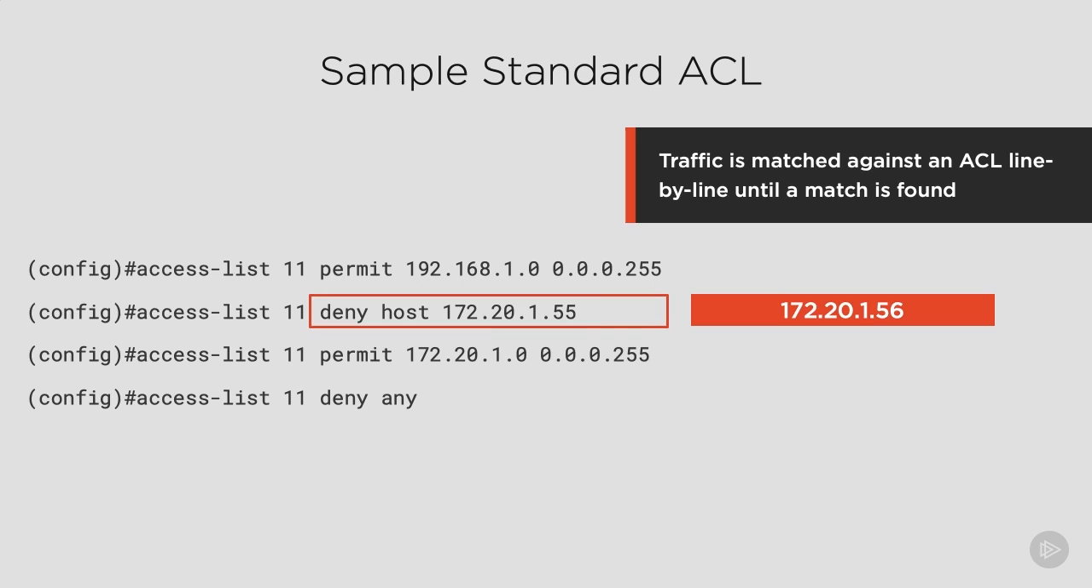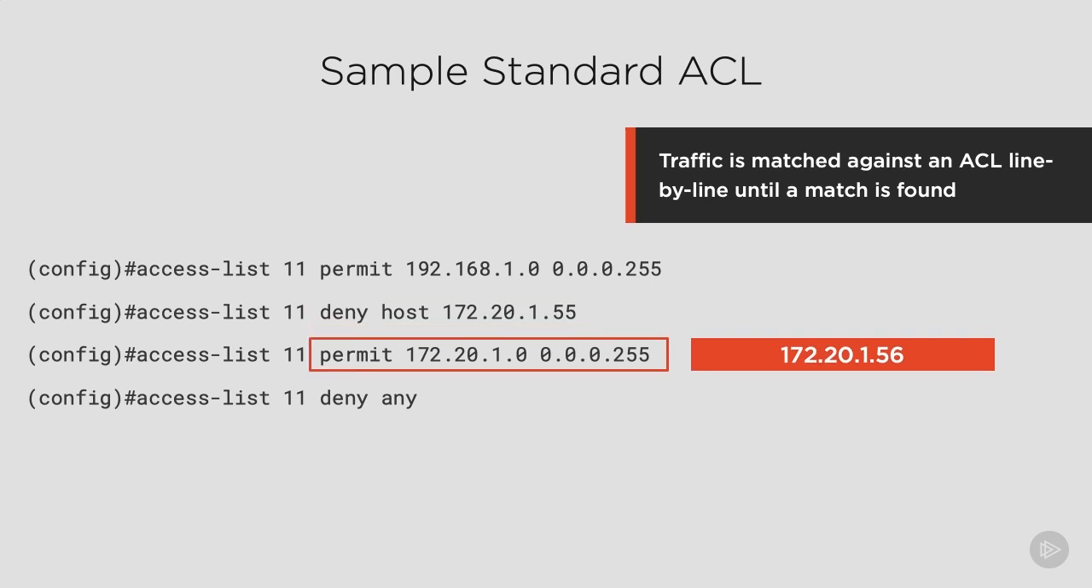In the second line, I use the host keyword, which means I didn't need to specify the wildcard. The traffic sourced from 172.20.1.56 is compared against this statement, but only traffic sourced from 172.20.1.55 would match this line, so the router would have to move on to the next line. Here, the traffic is compared against this third line. Since 172.20.1.56 does fall within that subnet, this traffic matches this line. Once the traffic is matched, the router will then apply what the line states, and in this case, the then statement says to permit the traffic, so it will be allowed.